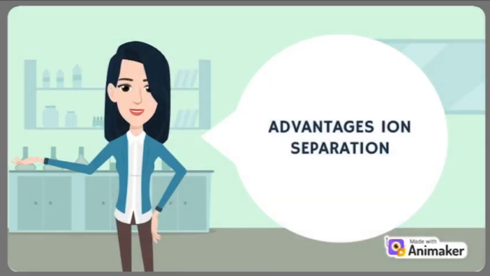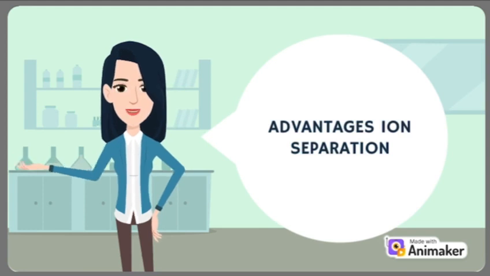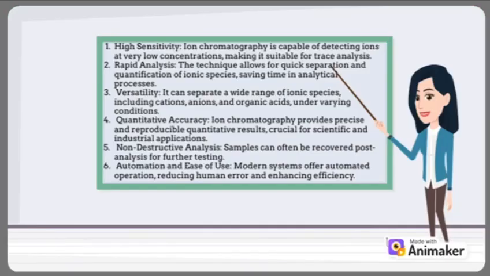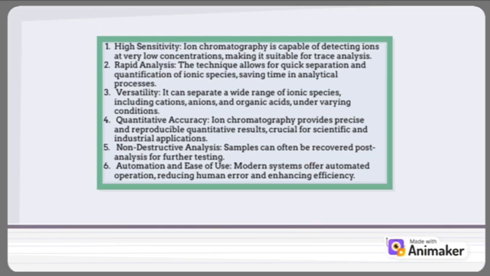For example, first, high sensitivity. Ion chromatography is capable of detecting ions at very low concentrations, making it suitable for trace analysis. Second, rapid analysis. The technique allows for quick separation and quantification of ionic species, saving time in analytical processes. Third, versatility. It can separate a wide range of ionic species, including cations, anions, and organic acids, under varying conditions. Fourth, quantitative accuracy. Ion chromatography provides precise and reproducible quantitative results, crucial for scientific and industrial applications.